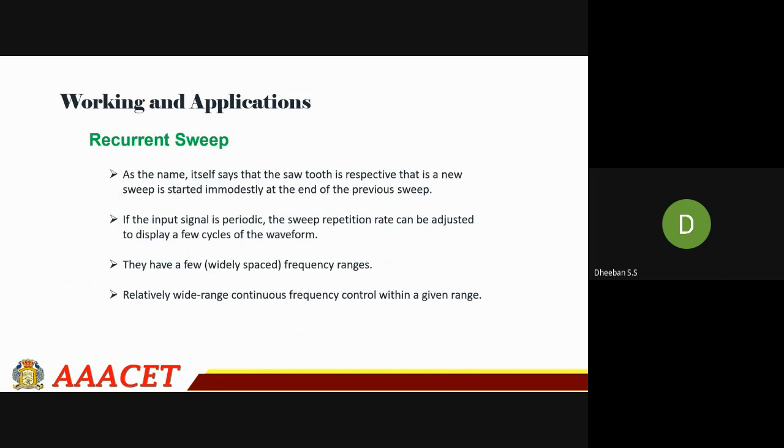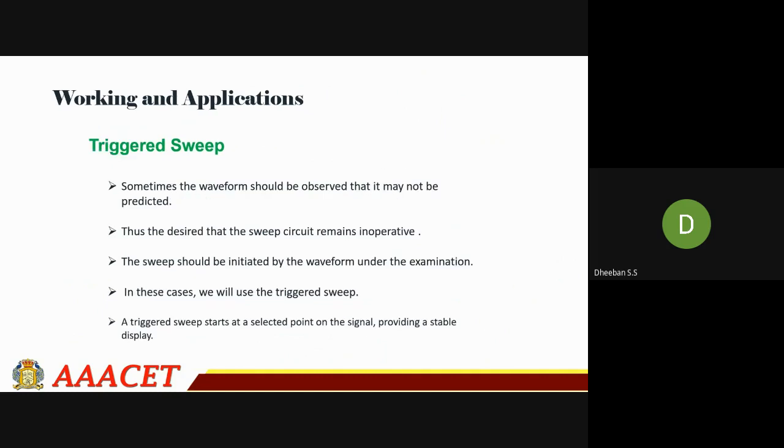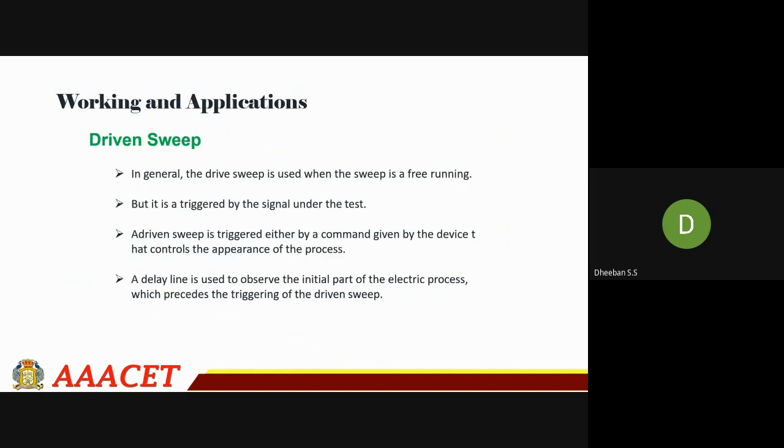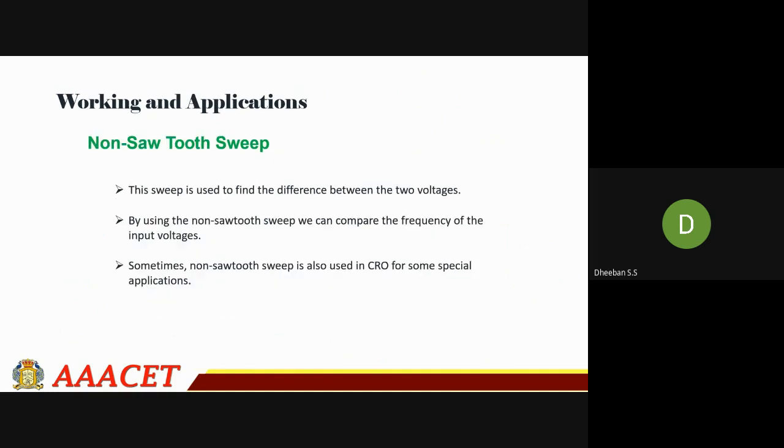Here they have explained the various sweeps. In the recurrent sweep, the sawtooth is repetitive. Here, if the input signal is periodic, the sweep repetition rate can be adjusted. In the triggered sweep, you will be making use of some trigger circuits. Then the driven sweep and the non-sawtooth sweep.